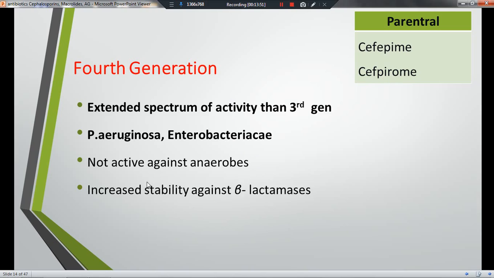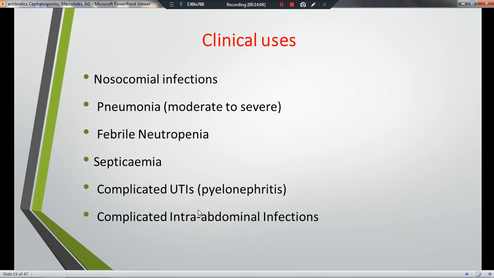Important thing is it has increased ability against beta lactamases, so you can give it in resistant infections caused by resistant strains. It will be active and it has good penetration to CSF, so you can give it in meningitis also. So you give it for nosocomial infections, for pneumonia, febrile neutropenia, septicemia, complicated UTIs like pyelonephritis and other complicated intra-abdominal infections.